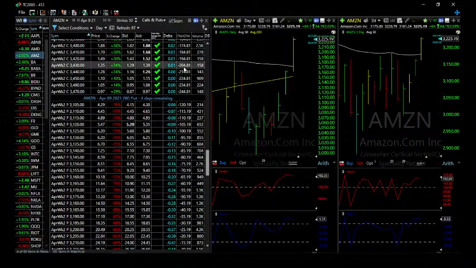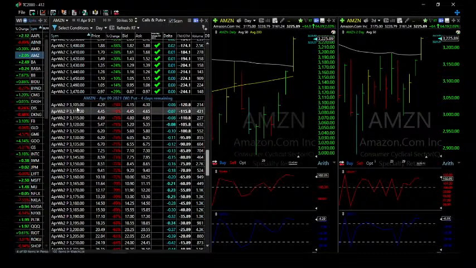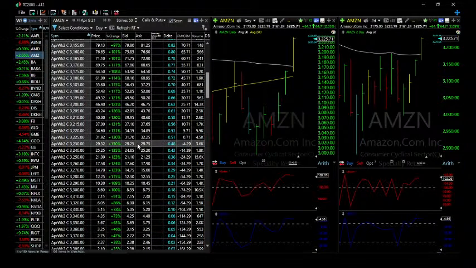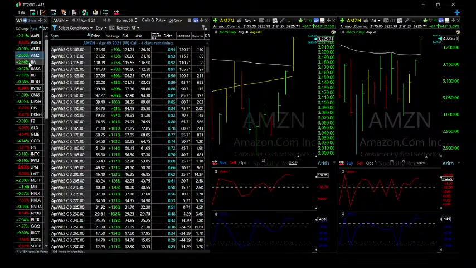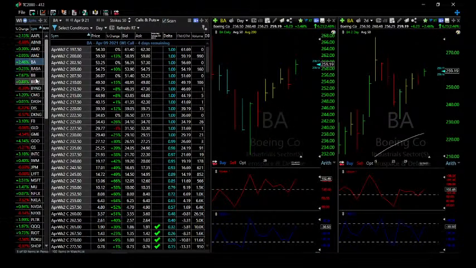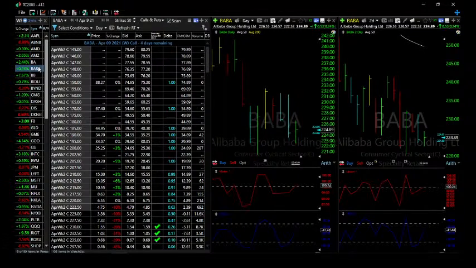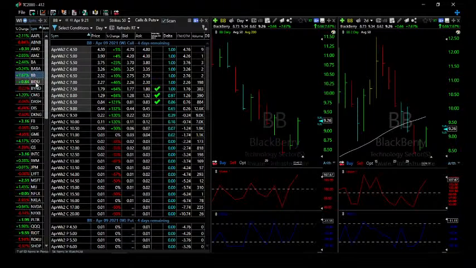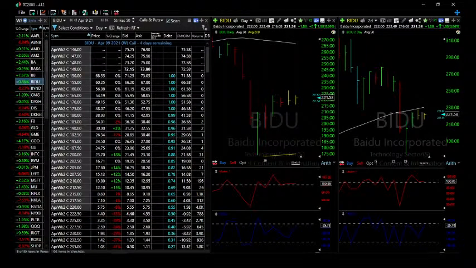Amazon is at 32.25. Look, this is the 31.05 put. So if I wanted to bet that Amazon was going to 31.05, it cost me $400 to make that bet. This is why I tell you that Amazon contracts are expensive. They're gonna cost you some cash to go into. BlackBerry, Baidu.